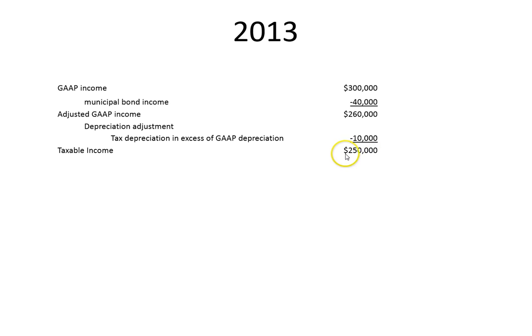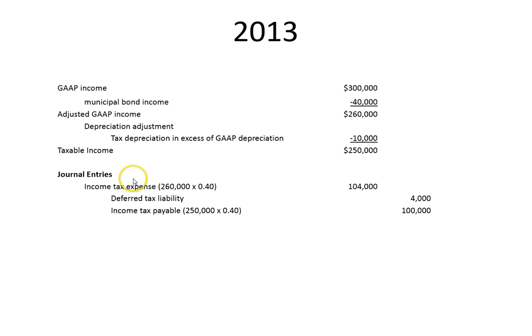So we have GAAP income of $260,000. We have taxable income of $250,000. That's realistically all we need to determine the journal entry. And so we take our $260,000 of GAAP income, multiply it by the tax rate of 40% that was given in the problem. That's $104,000 of income tax expense, and income tax expense gets debited. Then we have our taxable income of $250,000, also multiplied by the tax rate of 40%, and that gives us our income tax payable, what we actually owe to the IRS this year.